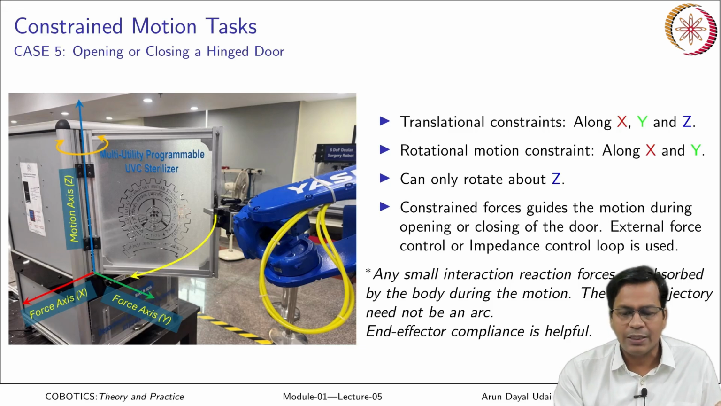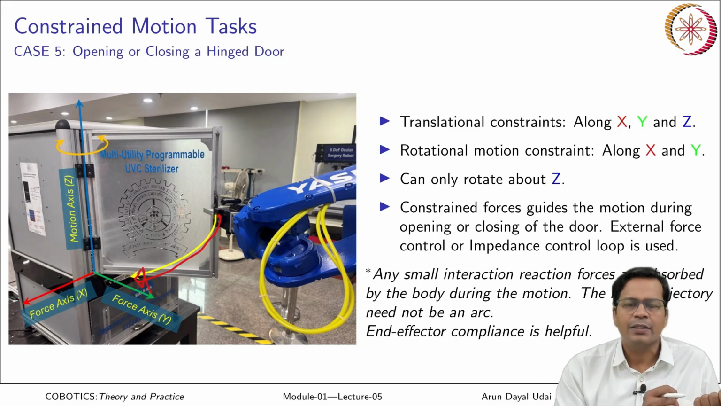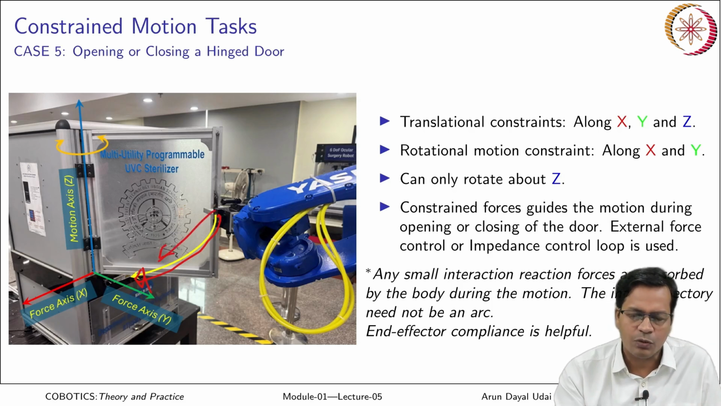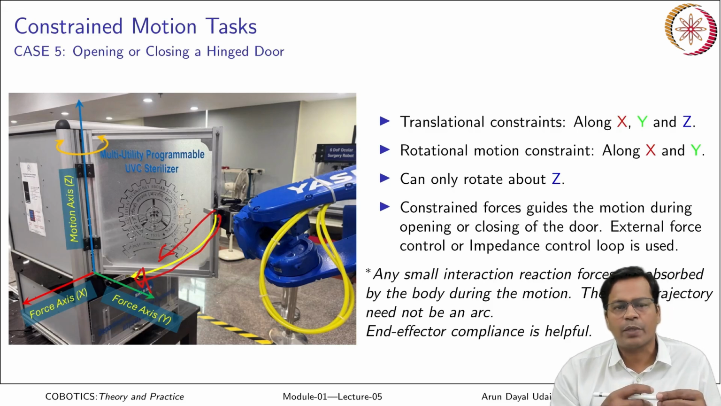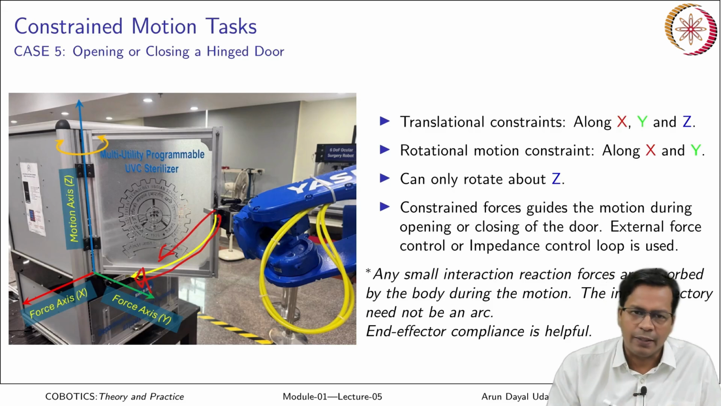The input trajectory need not be the arc which is shown here. So, you simply can move it in a straight line. So, the forces become the modifier to the input trajectory. So, input trajectory could be a straight line along this path, it could be an arc which is approximately in an xy plane. So, yes, in this case also end effector compliance or any clearance is very much helpful, and this is the way these types of tasks are done.